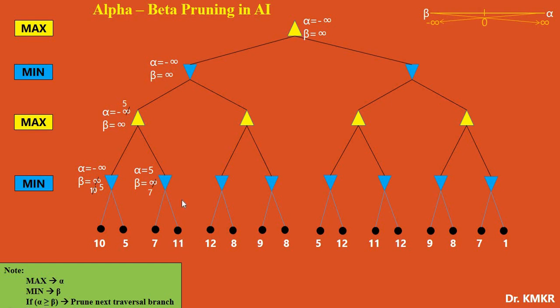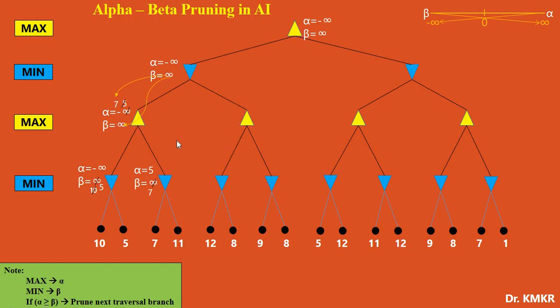So again backtrack to the maximizer player level, where the 5 has to be compared with the alpha value 5 and beta value 7. 7 is highest, so replace the old value of alpha with the new value 7. Now the alpha value is 7. Again backtrack to the minimizer player level where the beta value has to be updated. The current beta value is infinity, and it has to be compared with the maximizer level's alpha value 7 and beta value infinity.